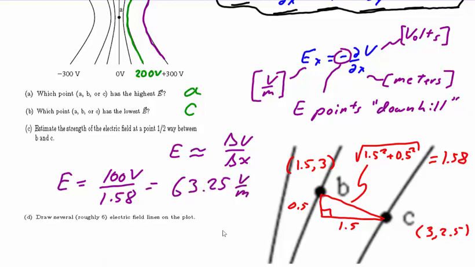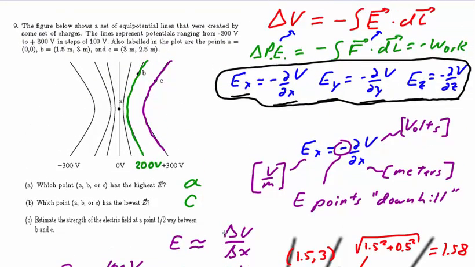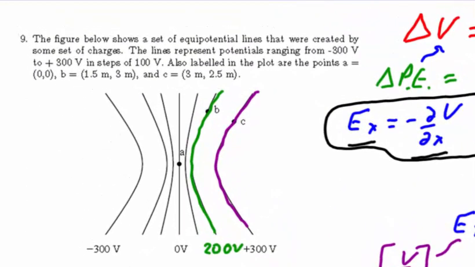Part D asks us to draw roughly 6 electric field lines on top of the previous figure. In order to do that, we have to respect the minus sign in our derivative calculation, which tells us that the electric field will always run downhill. Clearly, all points along an equipotential line have the same potential as one another, and therefore if we were to follow this line, we would be going neither uphill nor downhill. Downhill will always be defined as being perpendicular to the equipotential line.